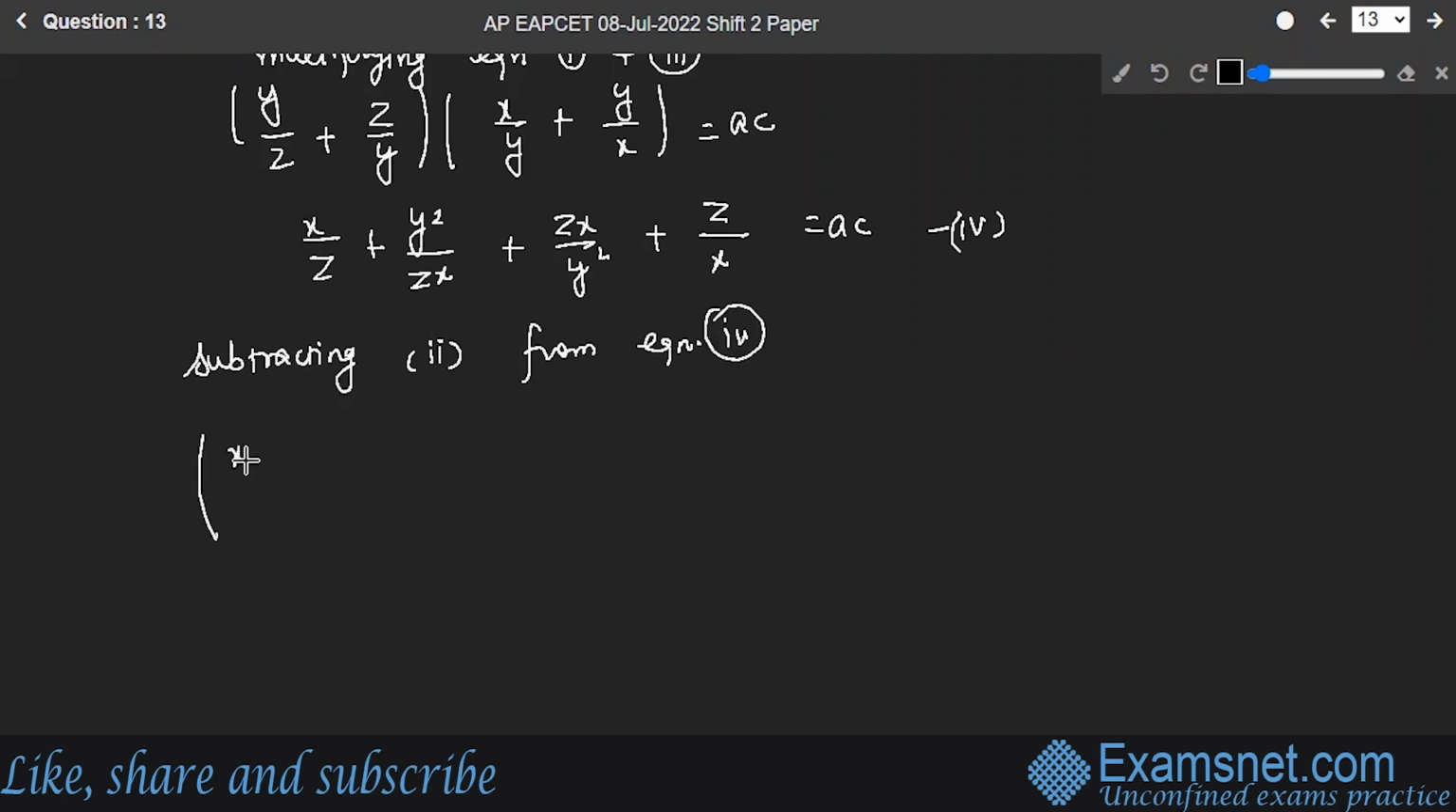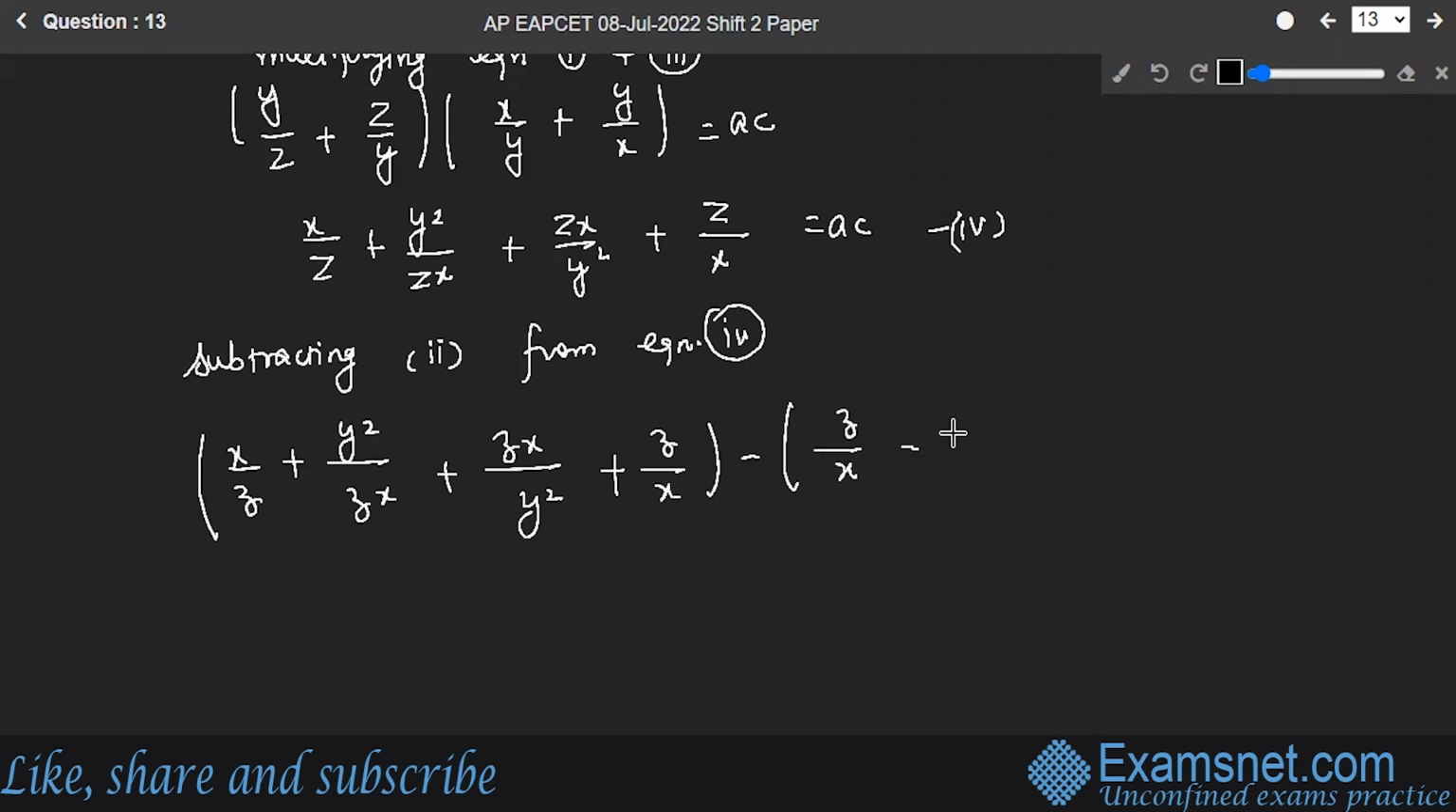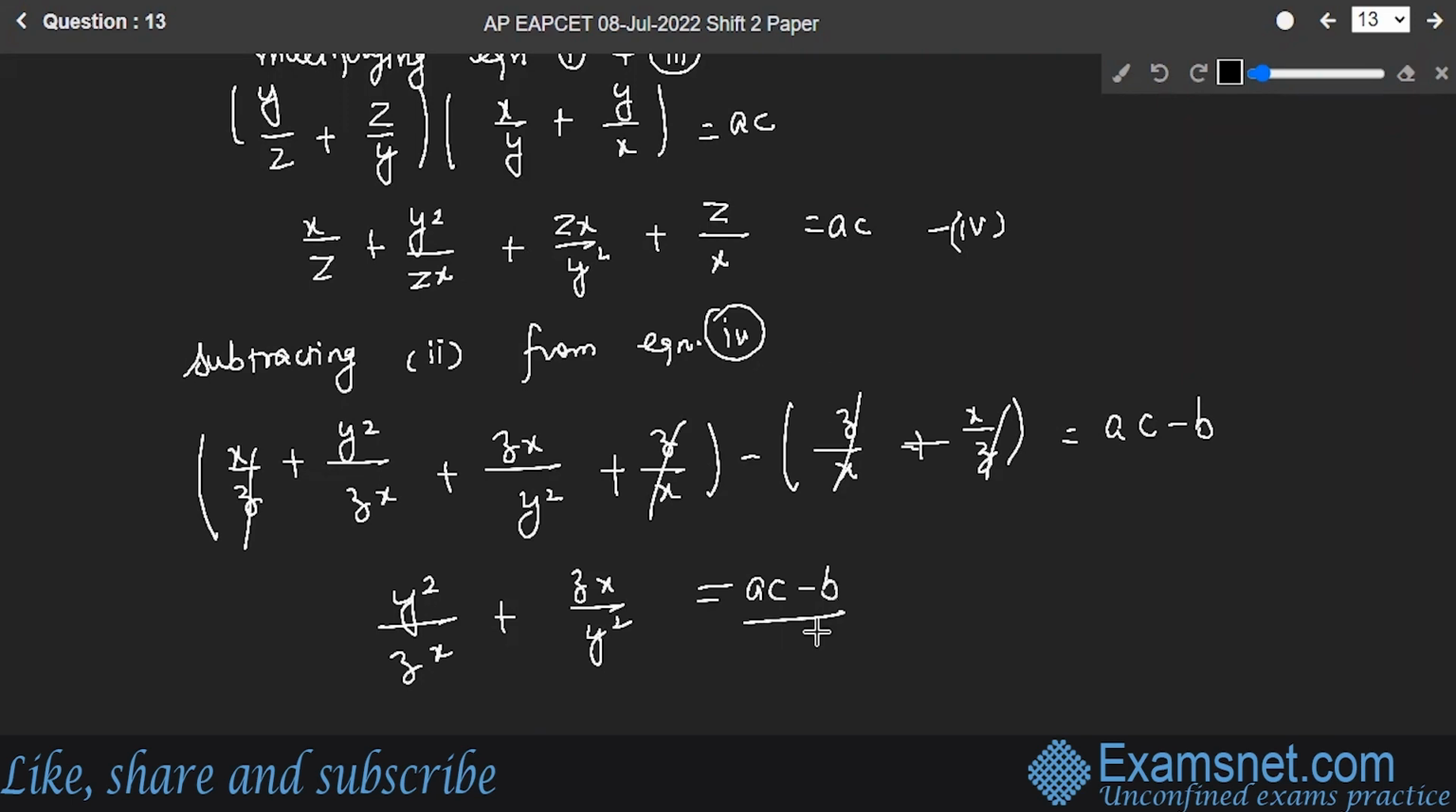You will get x upon z plus y square upon zx plus zx upon y square plus z upon x minus z upon x plus x upon z is equal to AC minus B. So when you will open it up, these two will get cancelled and this will also get cancelled. You will be left with y square upon zx plus zx upon y square is equal to AC minus B. And this is what you were asked in the question.